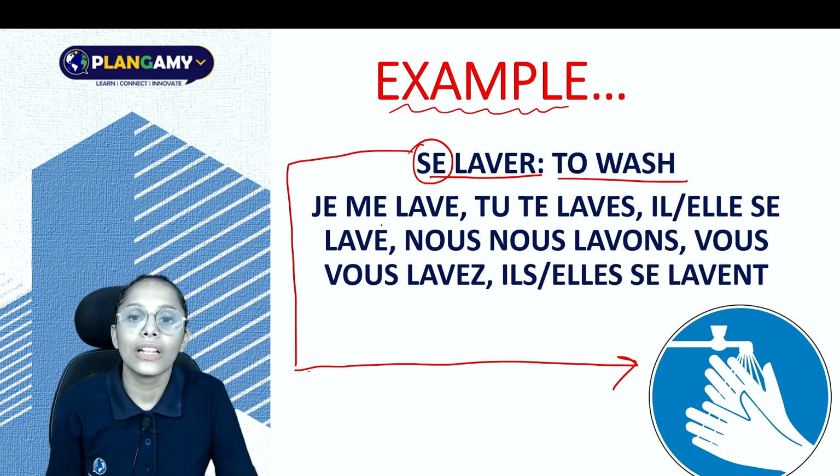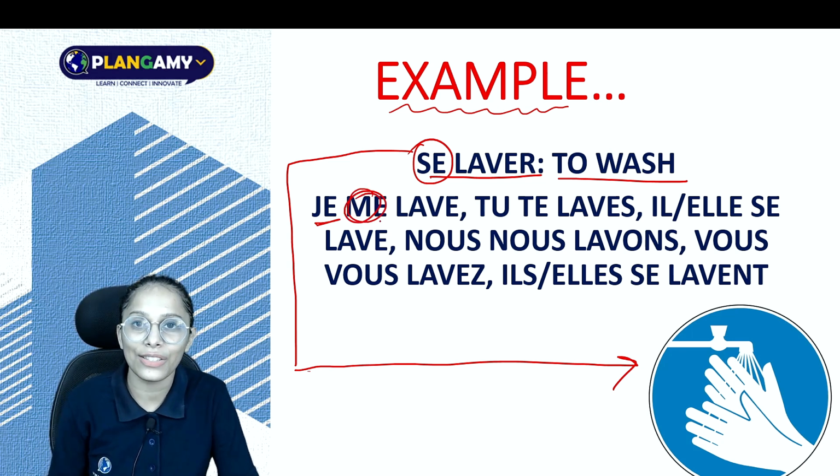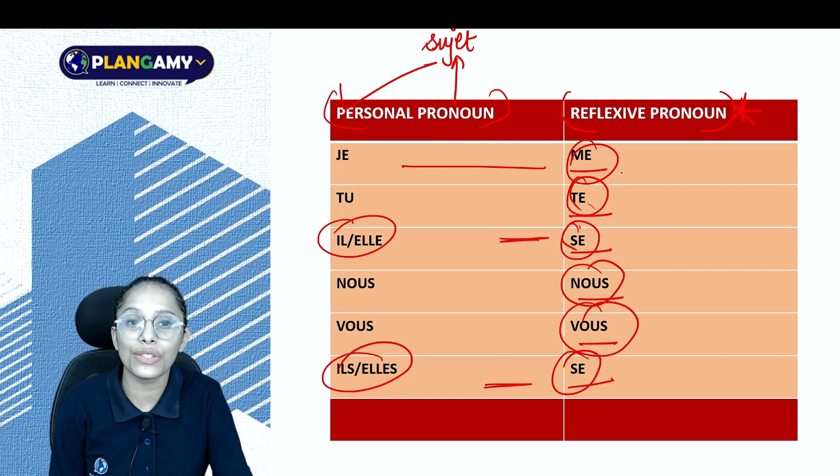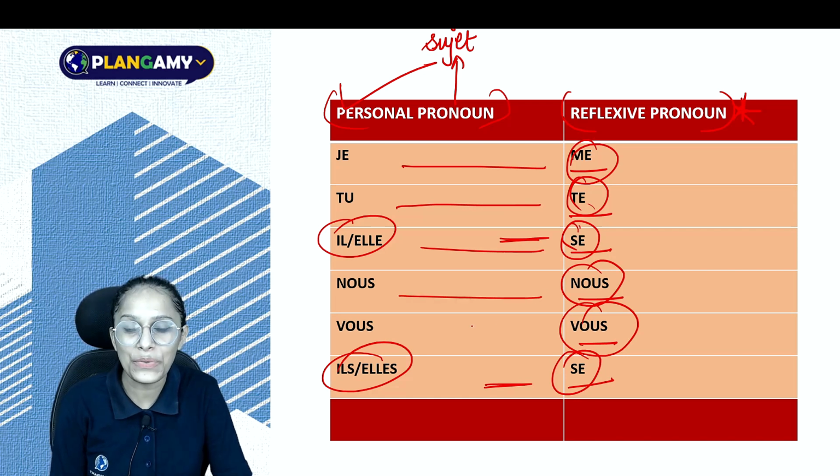Now, how to conjugate les verbes pronominaux? So here we have subject, reflexive pronoun. As we can go back, reflexive pronoun. So me, te, se, nous, vous, se. With je we will use me, with tu we will use te, with il or elle we will use se, with nous we will use nous, with vous we will use vous, with ils or elles we will use se.